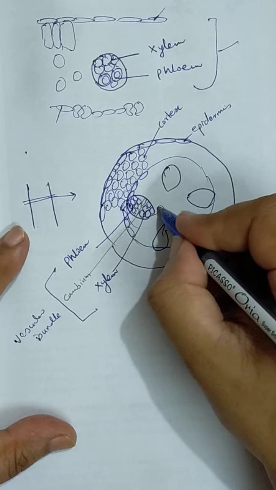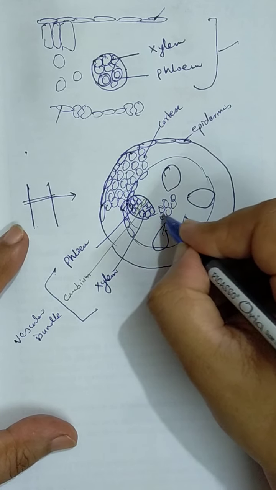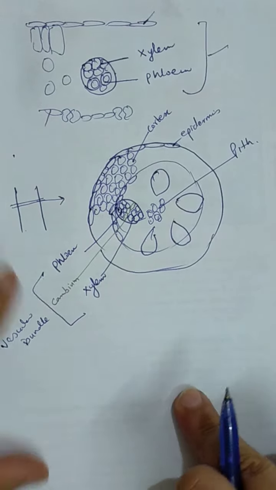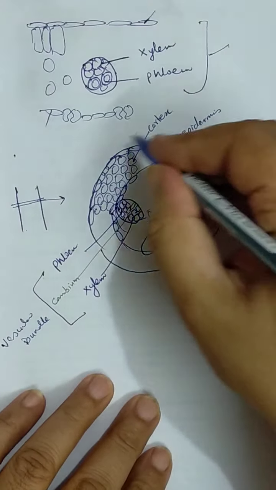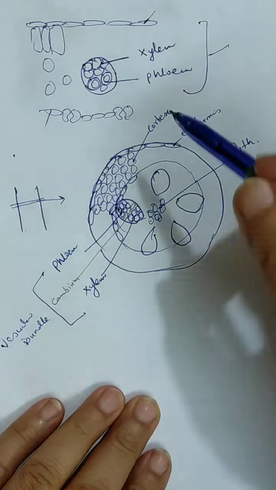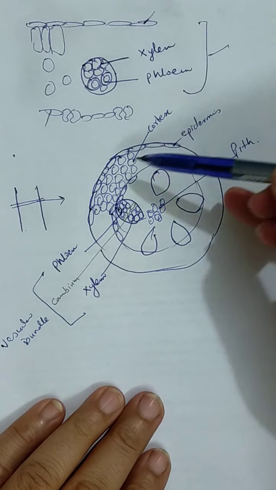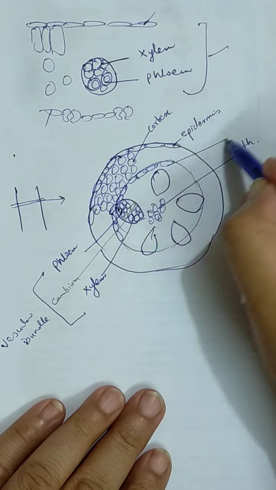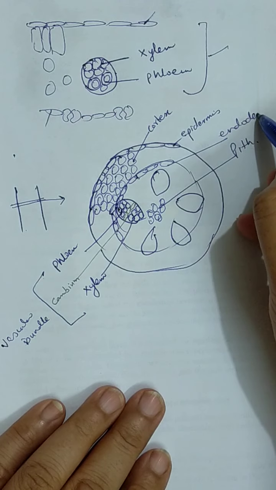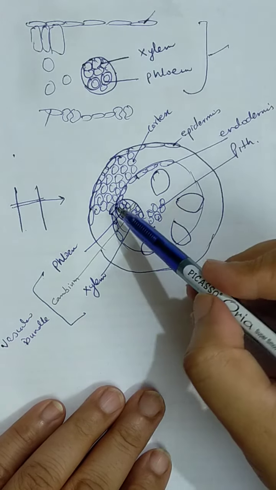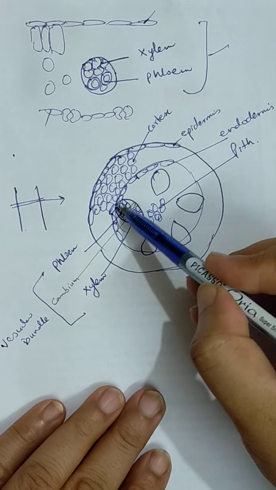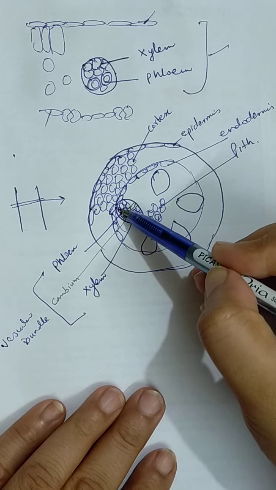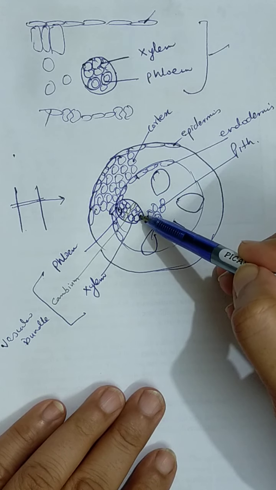Okay, here in the central region, cells are present which are called pith. So you have to remember this arrangement. The outermost layer is epidermis, then inside the epidermis cortex is present, then the layer of endodermis is present, then vascular bundles are present in the form of a ring, and here the phloem is present on the outer side and xylem is present on the inner side.